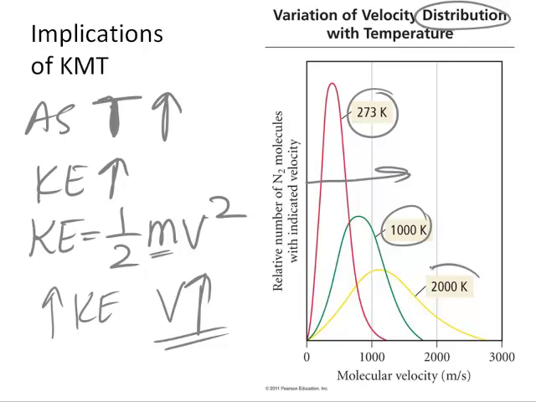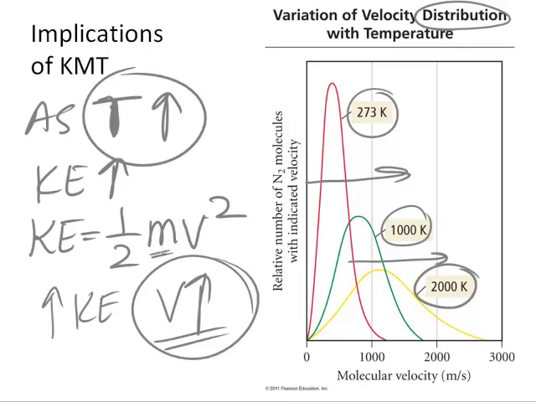And if you increase the temperature to 2000 Kelvin, the distribution shifts as well. So as temperature increases, the velocity of the molecules increases. What would happen if we take a look at several different gases at the same temperature? How would their velocities differ? Well, if we have different gases at the same temperature, that means the kinetic energy is going to stay the same.